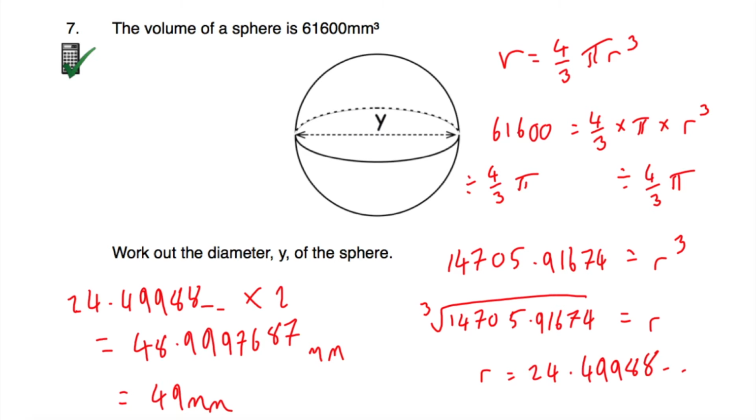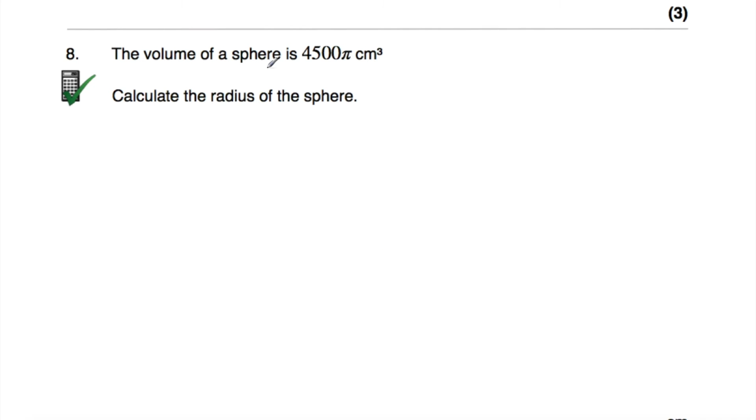Okay, let's have a look at our next question, question number 8. It says the volume of the sphere is 4,500 pi centimeters cubed, and we've been asked to work out the radius of the sphere. It's a calculator question. Initially, when I looked at this, I thought, if this is 4,500 pi, could we do this as a non-calculator question? But when I looked at it, the numbers are quite tricky, and we'll see that in a second.